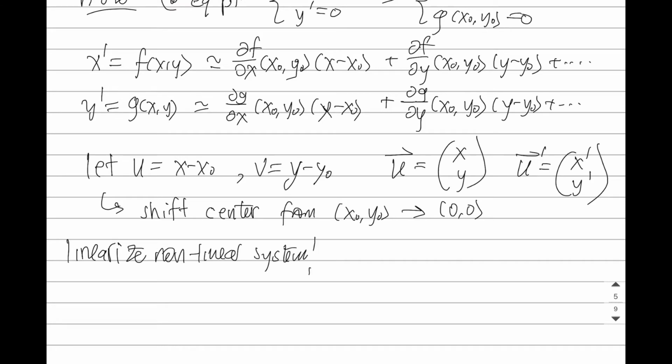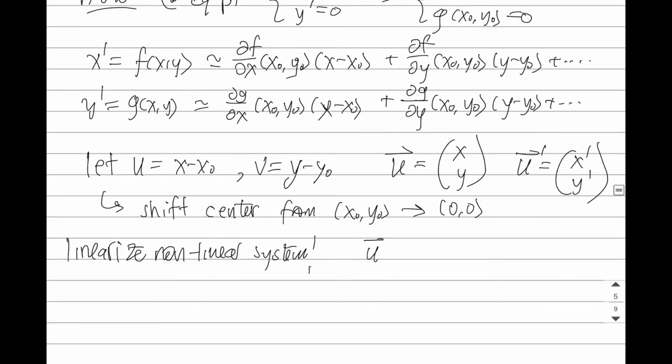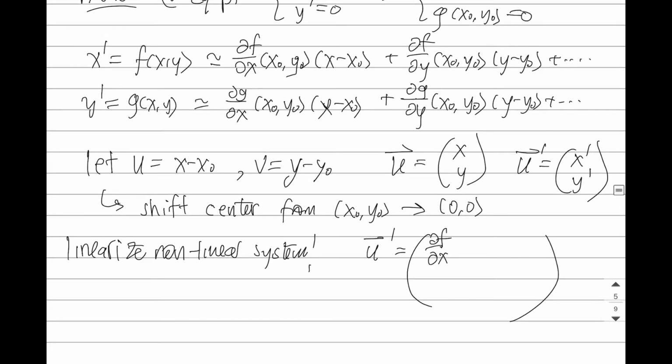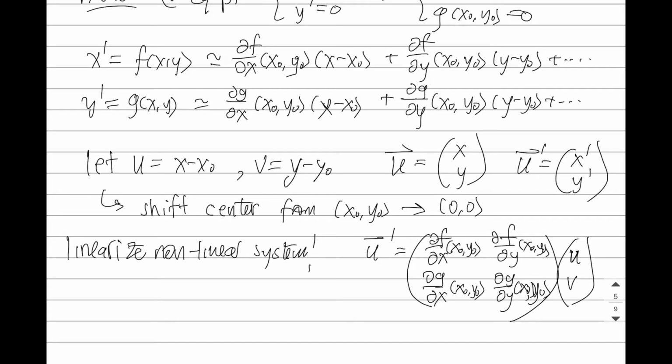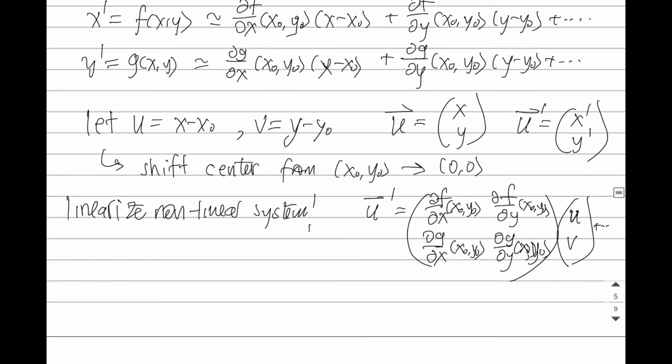And that means that I'll be able to have this u prime vector as this matrix of partial derivatives, df/dx, dg/dx, df/dy, dg/dy. Now, each of these is evaluated at the equilibrium point. And you can see that this is going to be multiplied by these individual components just like that. So we've effectively turned this into a linearization.